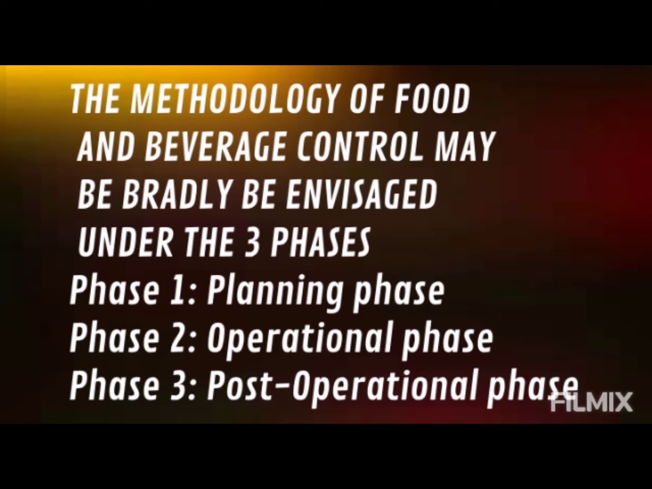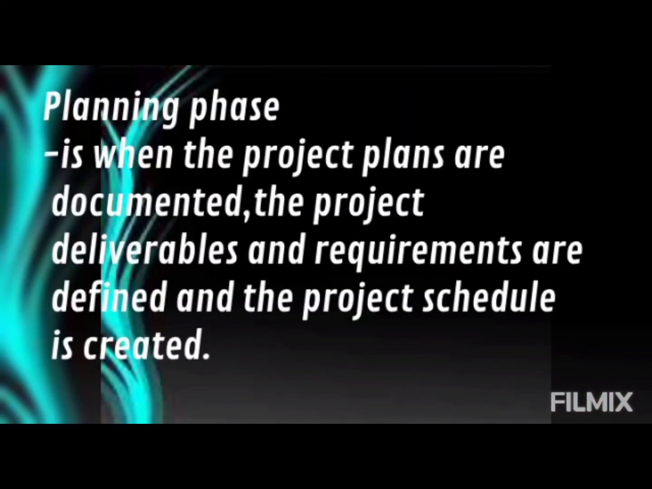The methodology of food and beverage control may broadly be envisaged under three phases. Phase 1, planning phase. Phase 2, operational phase. And phase 3 is post-operational phase. Planning phase is when the project plans are documented, the process deliverables and requirements are defined, and the project schedule is created. It involves creating a set of plans to help guide your team through the implementation and closure phases of that project.